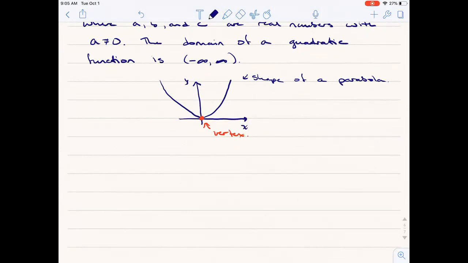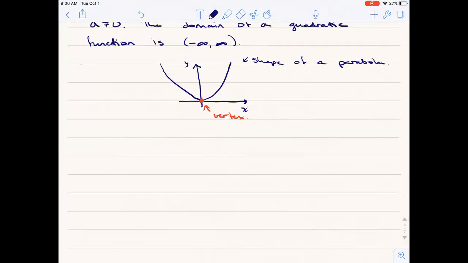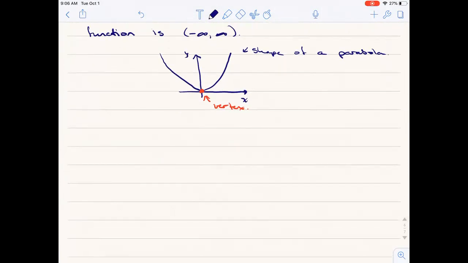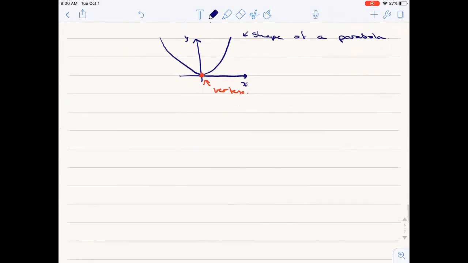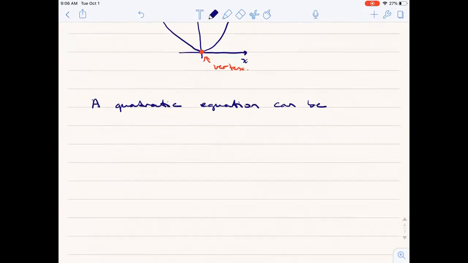So same kind of, I guess, recipe as before, right? If we break down a function, or actually, you know what? Because we're going to talk about the general and the standard form, let's do that first. A quadratic equation can be written, I said equation, but let's say function instead.